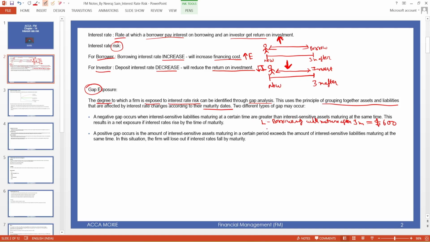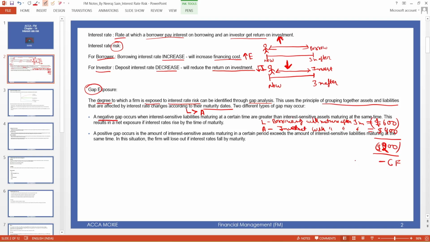At the same date, we have some assets, an investment that will mature after 3 months, but we have only 400, which means we have a negative exposure, because let's consider this borrowing is an expense, so you have negative cash flow. Negative exposure means liability is greater than asset at a point in time. Sorry, the gap is 200.